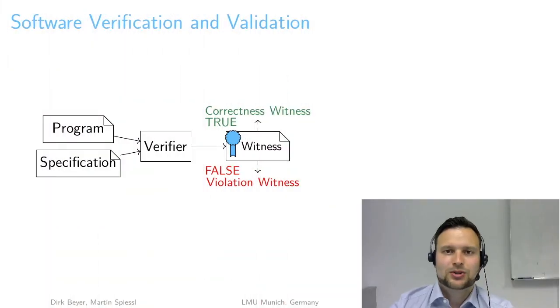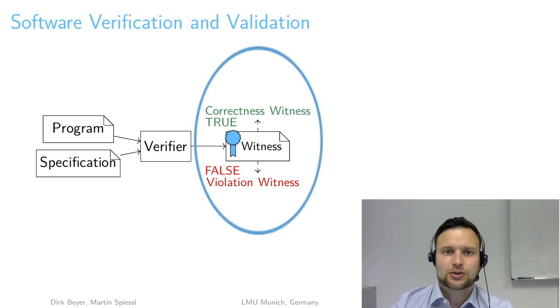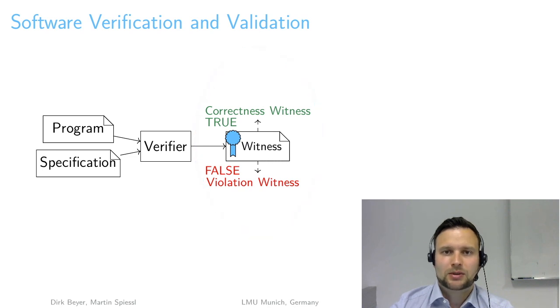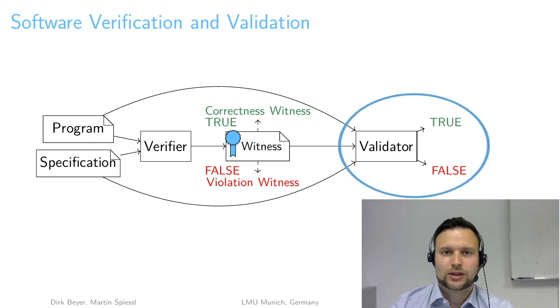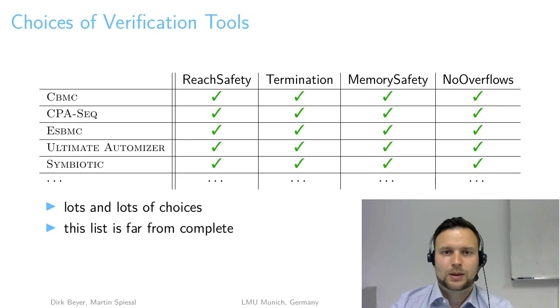In program verification, it has nowadays become the standard to output a witness along with the verification result. This witness can be validated to check whether the result is actually correct. But validating these results is currently not that simple. Depending on which property you check, you can choose from a wide range of verifiers. But for validation, the picture is quite different.